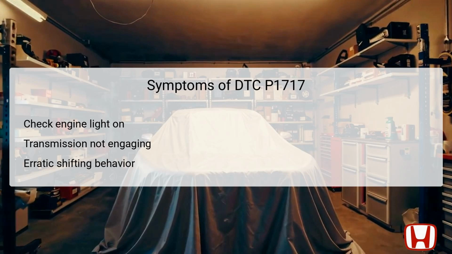Common symptoms associated with DTC P1717 can significantly affect driving experience and safety. The most immediate symptom is likely the illumination of the check engine light, CEL, indicating an underlying issue detected by the vehicle's onboard diagnostic system. Additionally, drivers may experience difficulty in engaging the transmission, particularly when shifting into reverse.